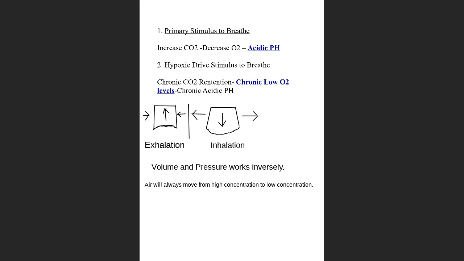All right, so this afternoon we're going to look a little deeper at the physiology of breathing, specifically the primary stimulus to breathe and the secondary stimulus to breathe.